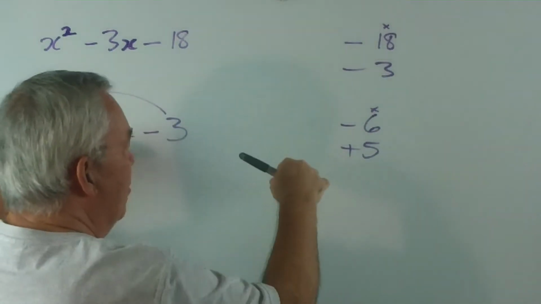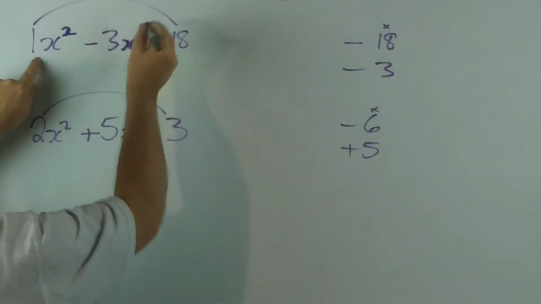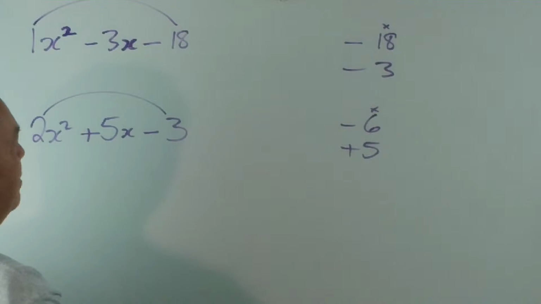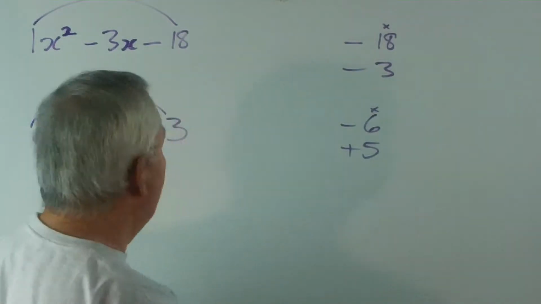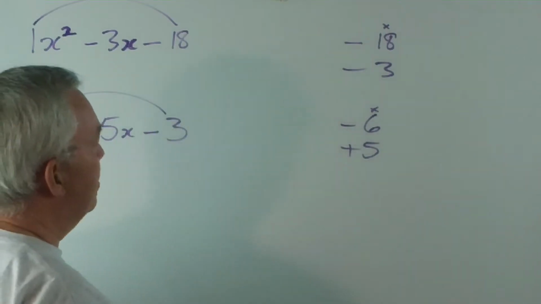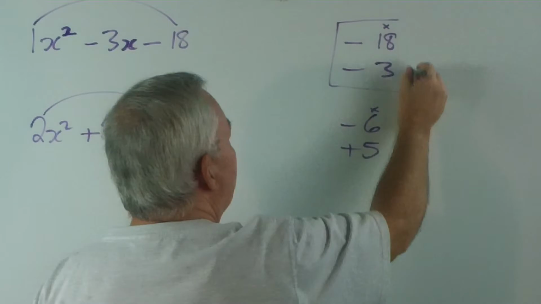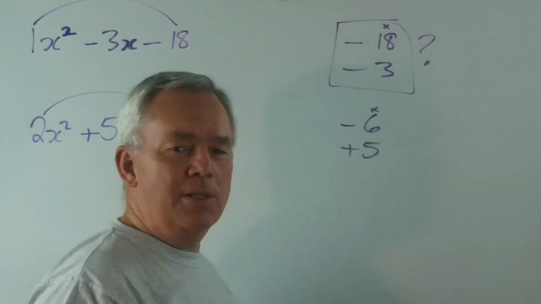Now they're really not two different methods. This one's the same, except when you multiply the 1 by the minus 18, you still get minus 18. So we tend to ignore this step of multiplying the two extremes. But the big question here is, how do you do this?